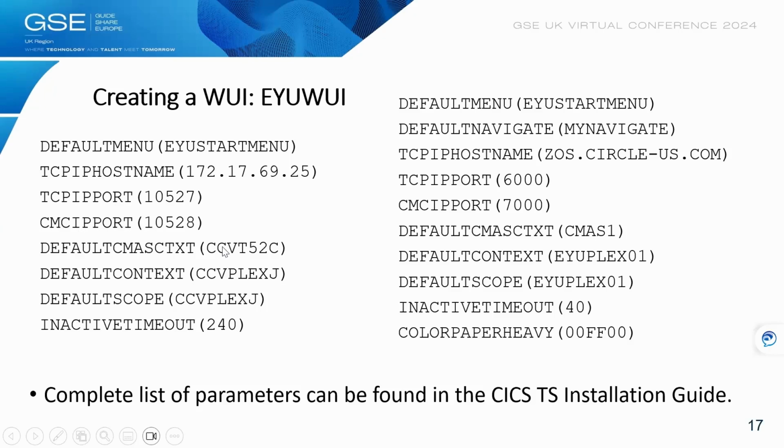And then you could set up a default CMAS context, a context and scope, which I'll talk about a little bit later on. And that's how you control what you're looking at when you're using CPSM. And then here's an inactive timeout, for example, for timing out a user connecting to it. Over on the right-hand side are just some examples: you can change the color if you wanted to, you can put in your own navigation menu, stuff like that. It's up to you how you want to customize it.